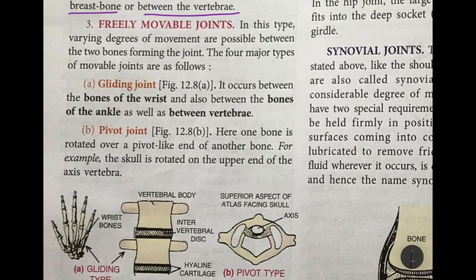Now there are freely movable joints too in our body, where you'll see lots of movement possible between the two bones forming the joint. There are four types of movable joints in our body. First is known as the gliding joint, which you find between the bones of the wrist and the bones of the ankles, as well as between the vertebrae.